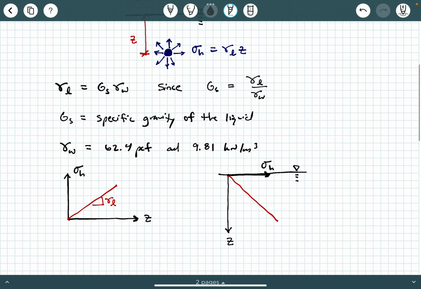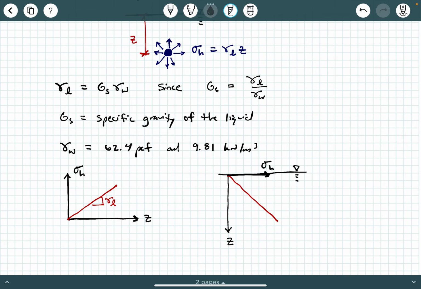Now, if we were to plot these, we're claiming they're linear functions, right? So if I were to plot this on a standard Cartesian axis, this is what I would have. I would have my independent variable axis, which is normally an x-axis, labeled as z, and my dependent variable axis, which is normally like a y-axis, is sigma sub h, and the slope is the unit weight of that liquid.